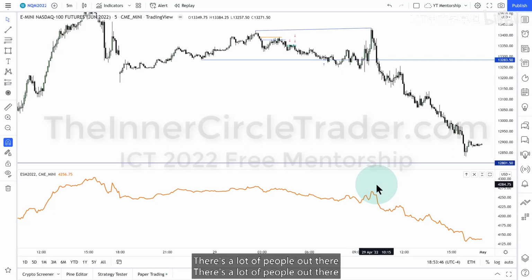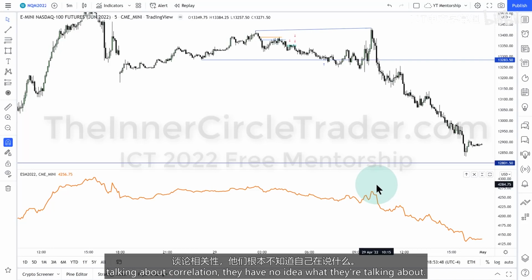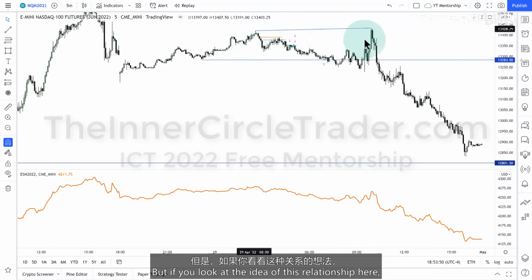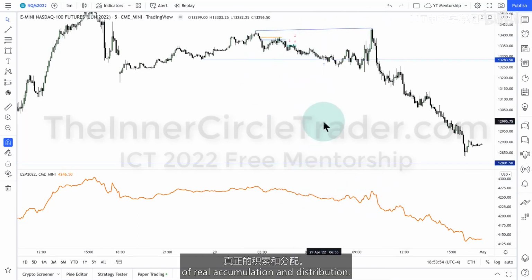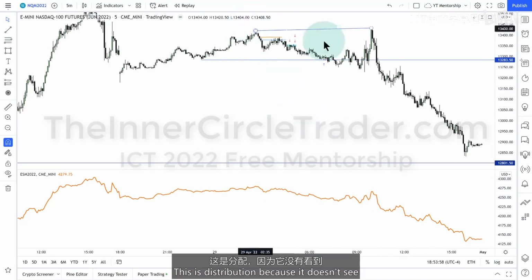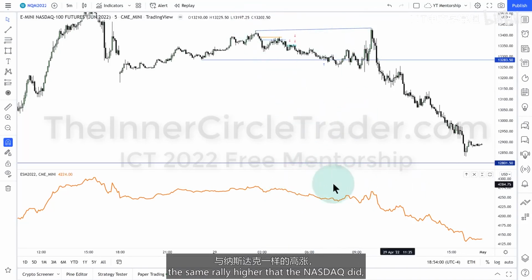used properly. There's a lot of people out there talking about correlation. They have no idea what they're talking about. But if you look at the idea of this relationship here, it gives you like an x-ray view of real accumulation and distribution. This is distribution because it doesn't see the same rally higher that the NASDAQ did.